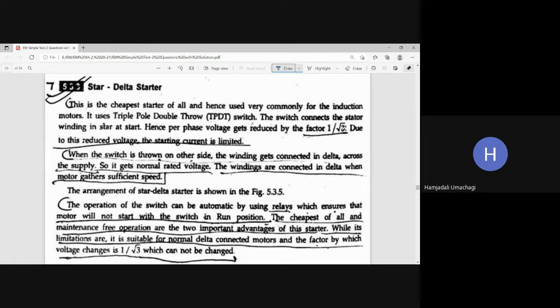So controlled current we are going to inject into the induction motor, which is safe enough to carry by that induction motor. Okay, due to this reduced voltage, starting current is limited. So here we are going to control the current. So because of that, starting current is limited.